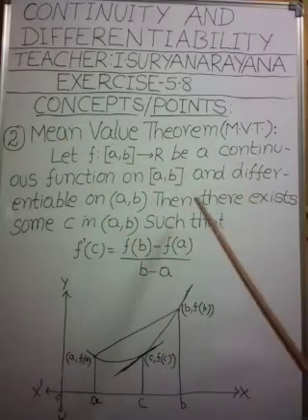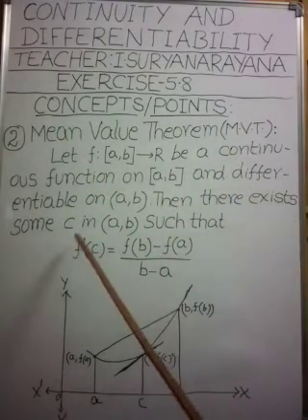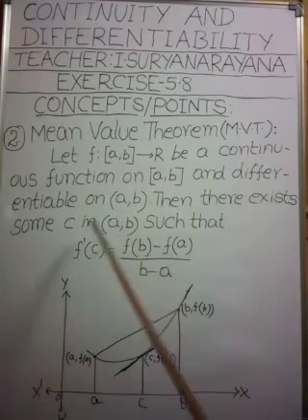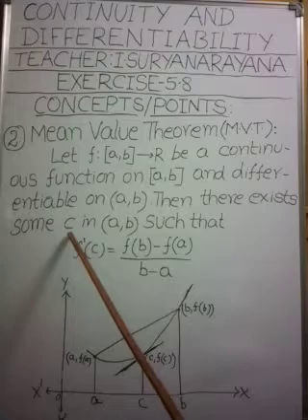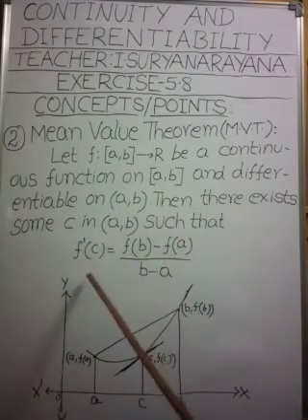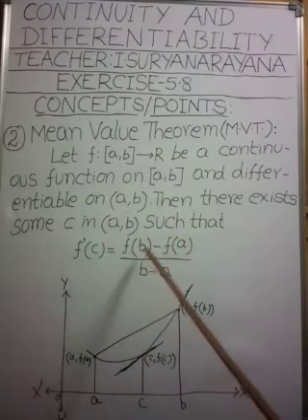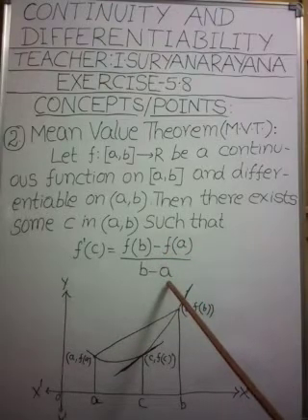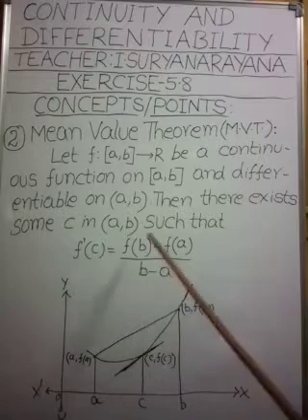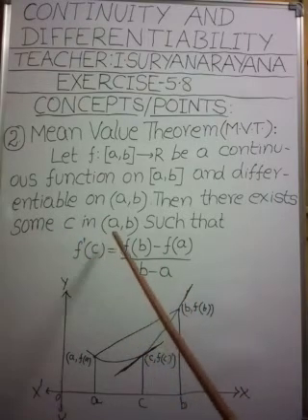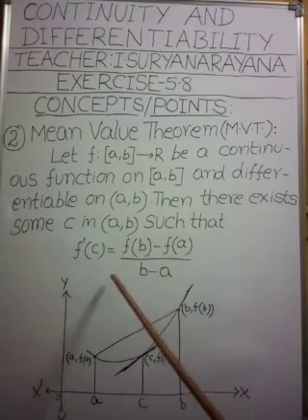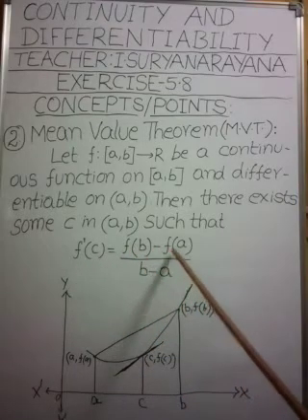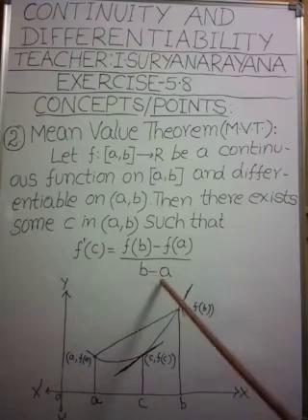Then there exists some c in the open interval a comma b. In this interval, we can find some real number such that f dash of c is equal to f of b minus f of a by b minus a. Understood, my dear children? We can find some real number in this interval a comma b such that f dash of c is equal to f of b minus f of a by b minus a.